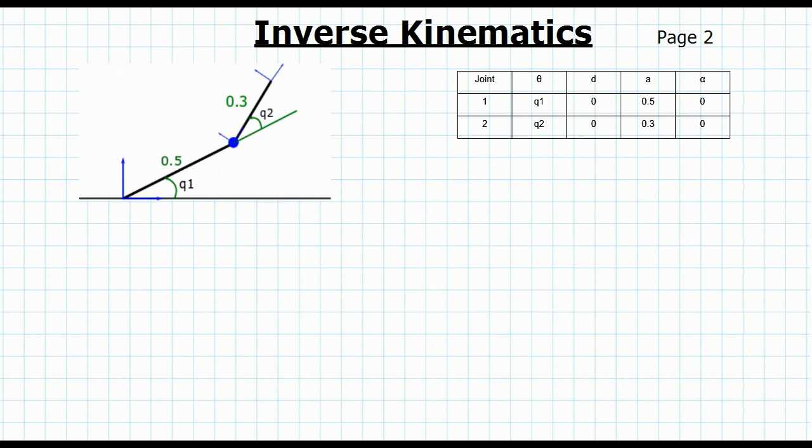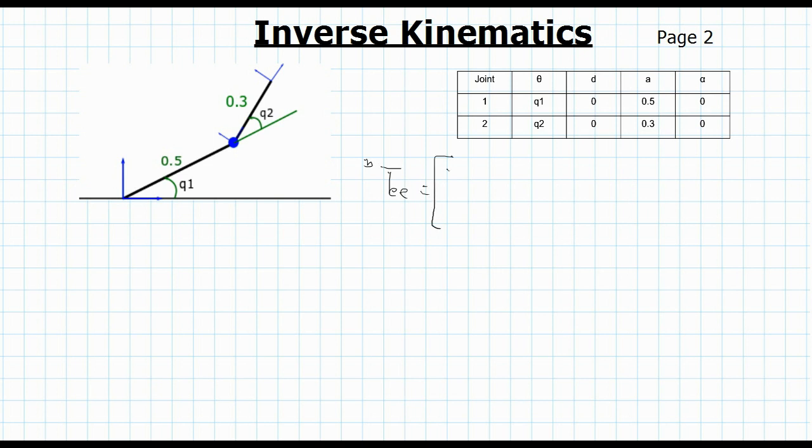Okay, let's go ahead and compute the forward kinematics for this robot. This is the same robot here, and let's go ahead and find the transform from the base to the end effector, and this will be, we know, matrices.